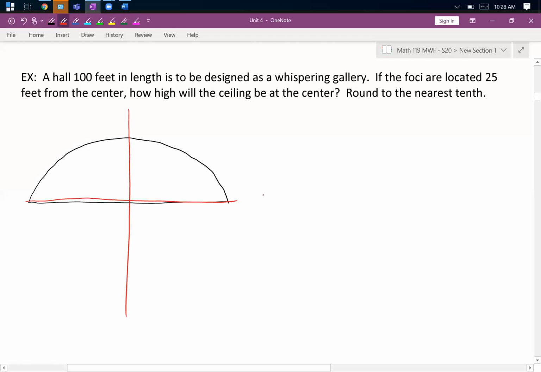The hall is 100 feet in length, so that tells me that this much is 50. I could even write an ordered pair, I guess, if I wanted. With some of the applications, that ordered pair is helpful. They tell us that the foci are 25 feet from the center.